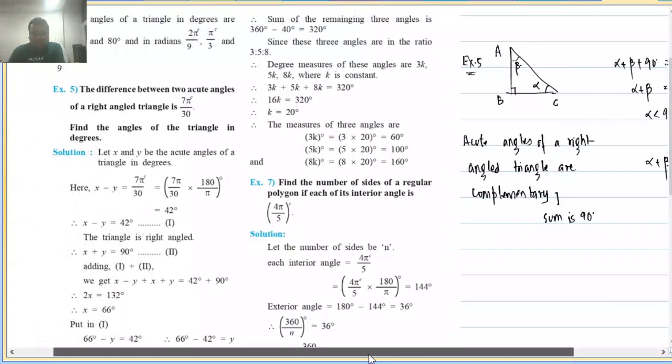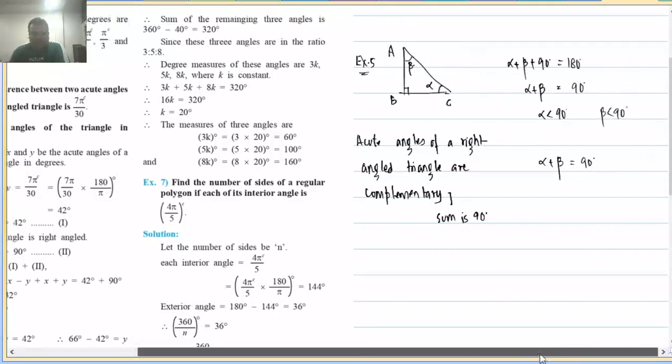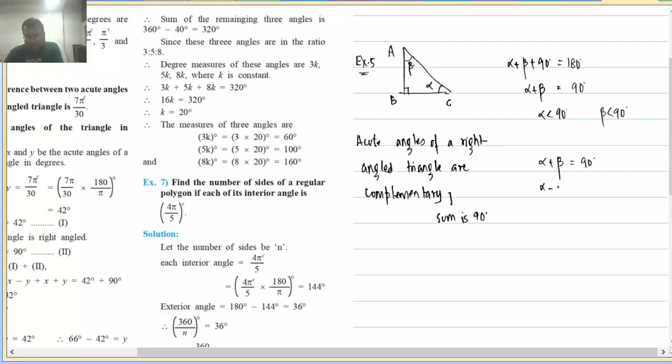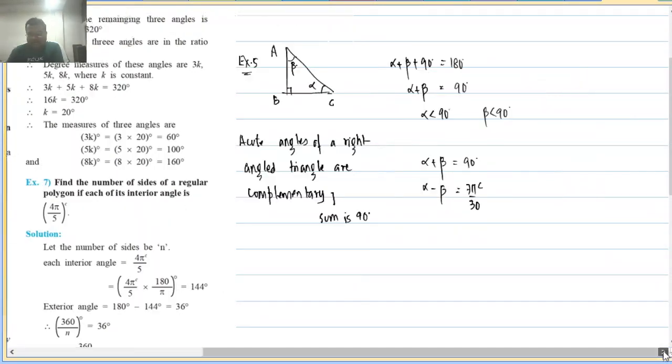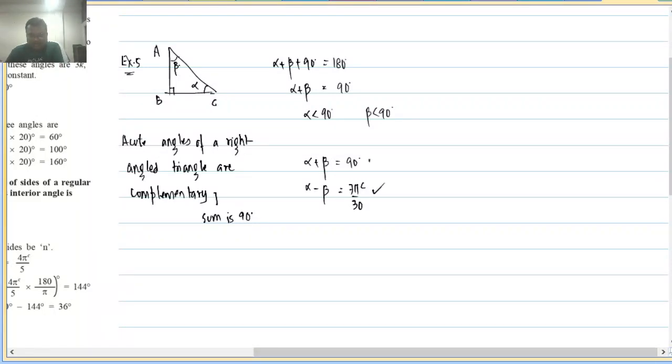And what does he say? Difference of the angles is 7 pi by 30 radians. Alpha minus beta is 7 pi by 30 radians. But this is radians, this is degrees. So we have to express in same units. So we know that pi radians is 180 degrees. So 90 degrees is how many radians? Question mark is 90 into pi upon 180. So this is pi by 2 radians. So I have second equation as alpha plus beta is pi by 2 radians.